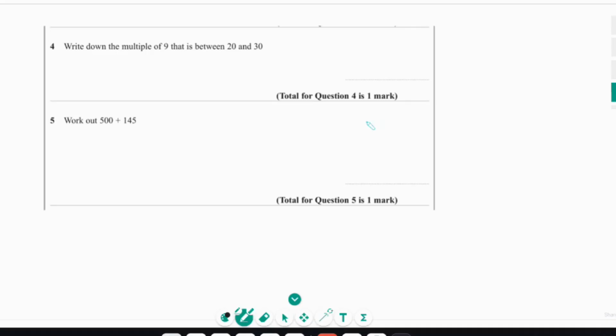Write down the multiple of 9 that is between 20 and 30. If we go up in our 9 times table, 27. 500 add 145. You could probably do this in your head. It's 645, or you could use a written method.